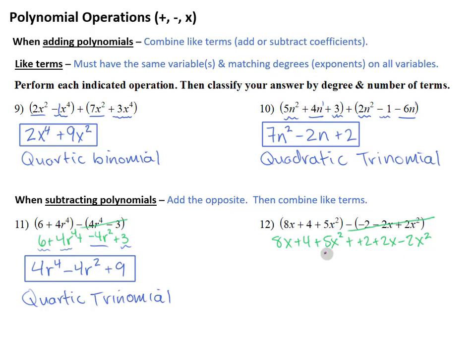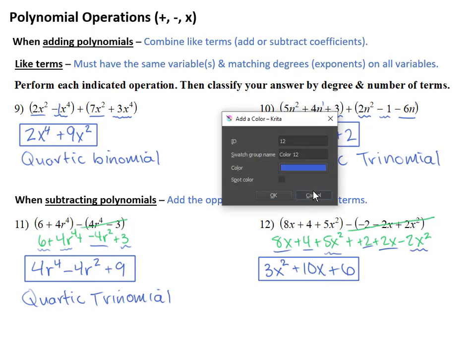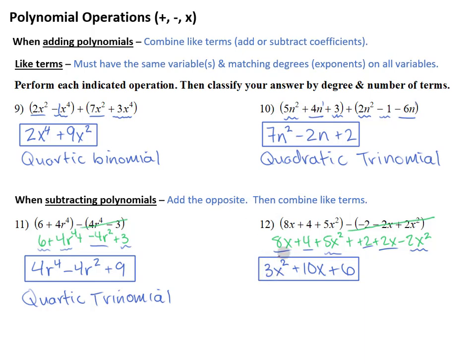So it looks quick scan through. I see x squared is the highest degree term. And we do have 2 of them. Positive 5 and negative 2 give us positive 3x squareds. Next, I see x to the 1st. We do have a couple terms. Positive 8 and positive 2 give us positive 10x. And combining our constants, 4 and 2, both positive, give us 6. So here is our result, and we subtract those in that order and name them by degree and number of terms. This is a quadratic, because it's x squared, quadratic trinomial.